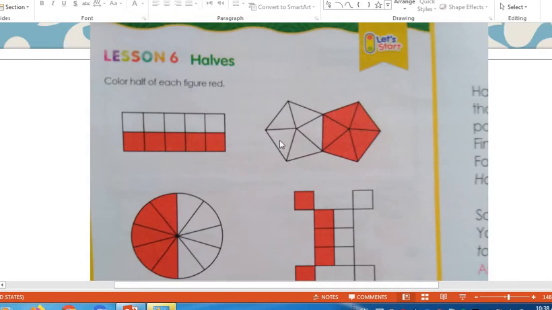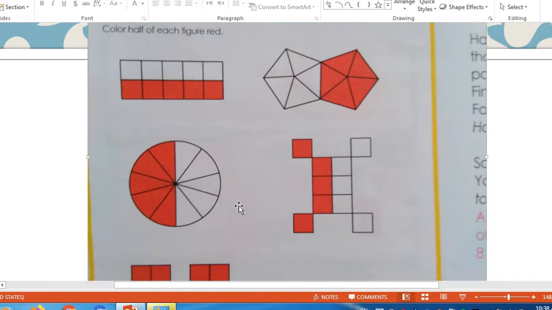I have here 1, 2, 3, 4, 5, and then 1, 2, 3, 4, 5. So I'm going to color just 5, to keep this shape the same size as this shape. Moving to this shape, I want to divide it into 2 halves. So let's count together: 1, 2, 3, 4 and 5. Then again 1, 2, 3, 4 and 5.